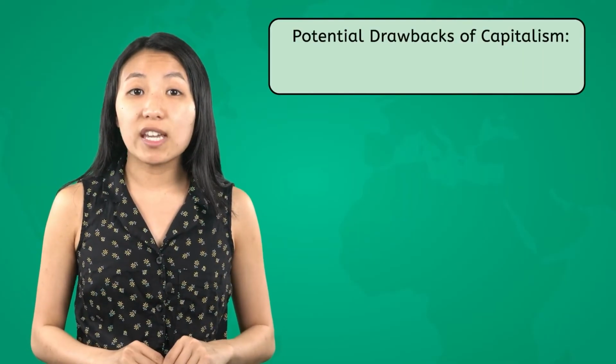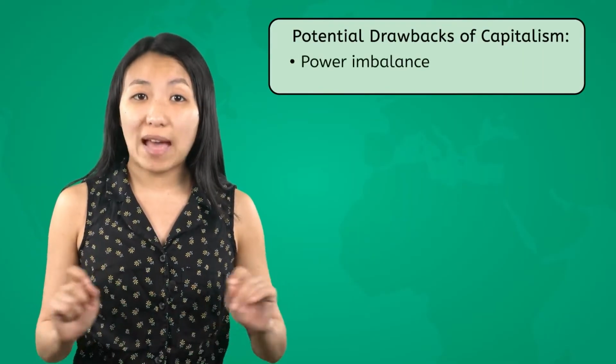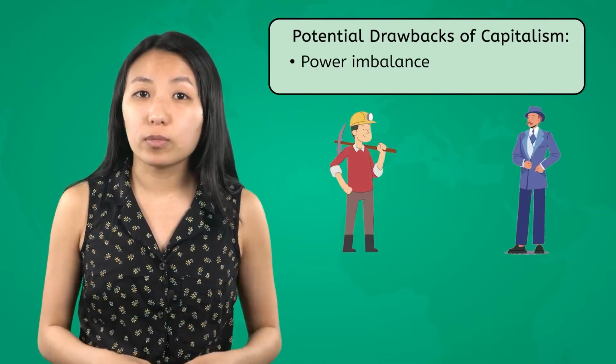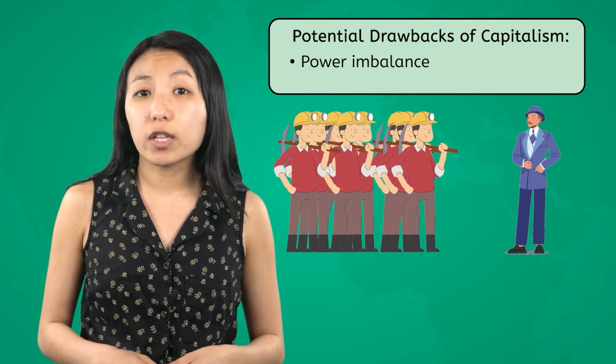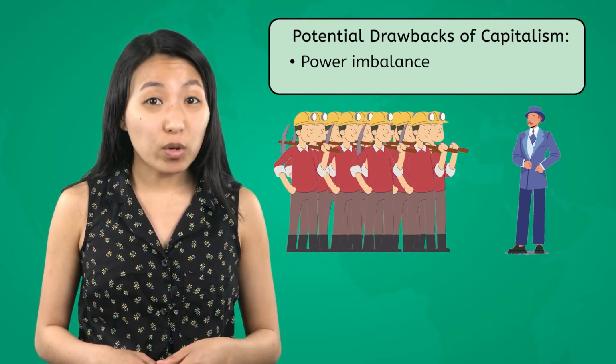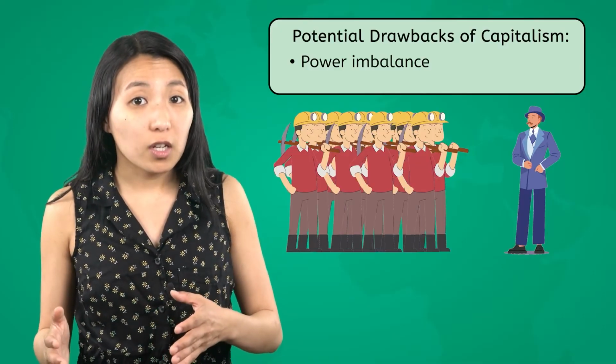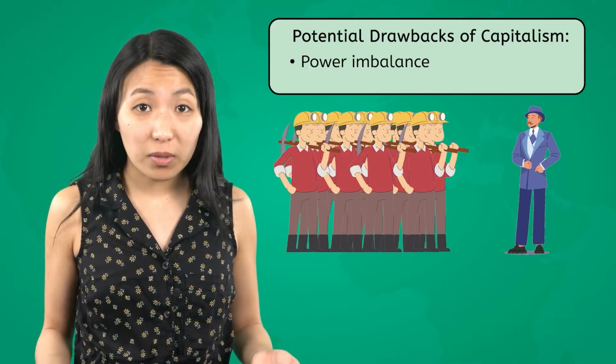Capitalism can also result in a power imbalance. In the industrial age, employers had leverage over employees due to the surplus of available workers. This left workers with little choice but to continue working or risk losing their job, which meant they could not support their families.